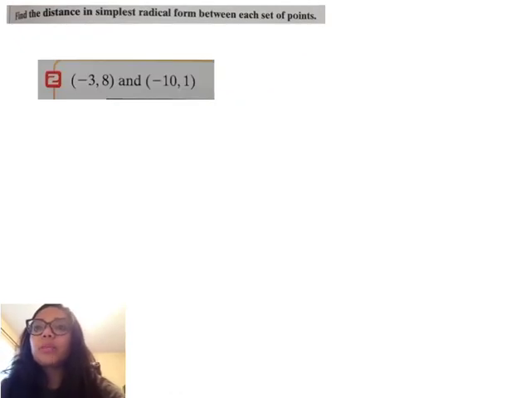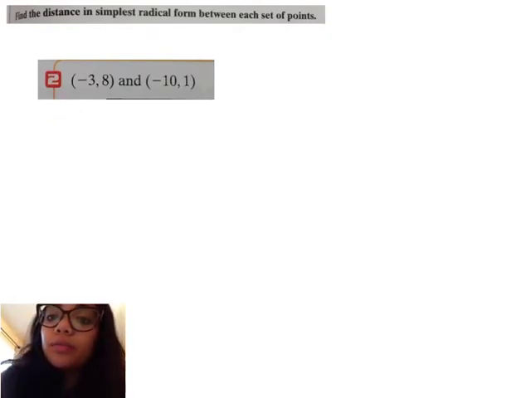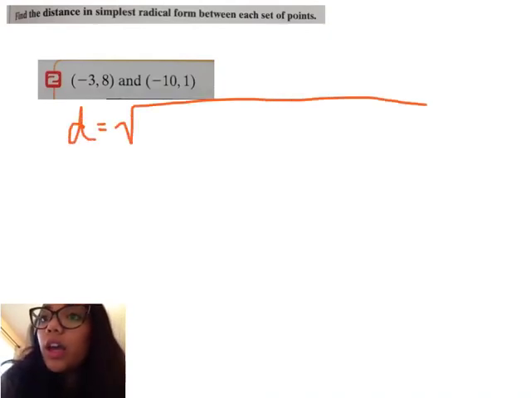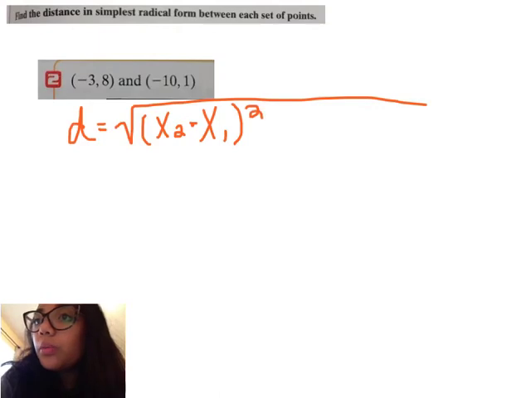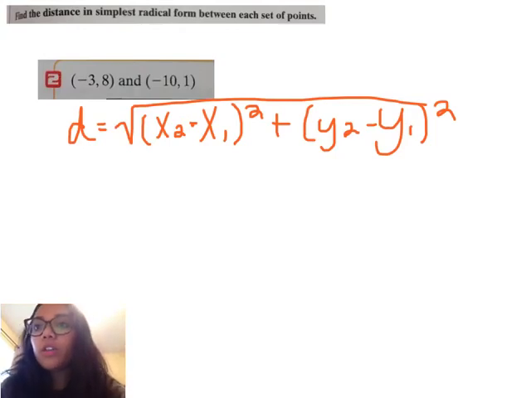The next one. Find the distance in simplest radical form between each set of points. So, the distance formula is distance equals the square root of x2 minus x1 squared plus y2 minus y1 squared. I want you to pause the video and see if you can plug in the correct numbers, because once you've got that down, then you'll be good.